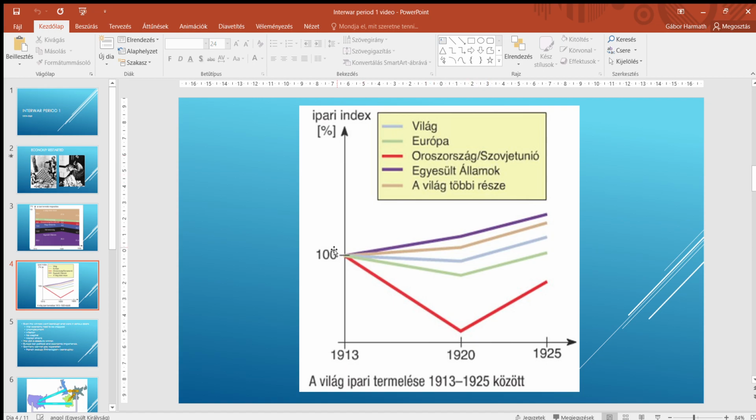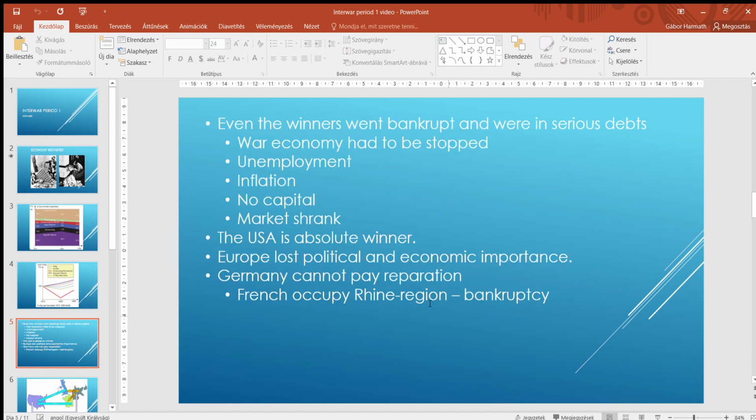Russia, later the Soviet Union, had the greatest problem, as you see, because of their civil war. I hope you remember. So there was economic crisis, and even the winners went bankrupt and were in serious debts. Of course, the winners were in debt towards the USA, and the USA wanted their money back. War economy had to be stopped. Serious unemployment. Factories weren't started, so people lost their jobs.